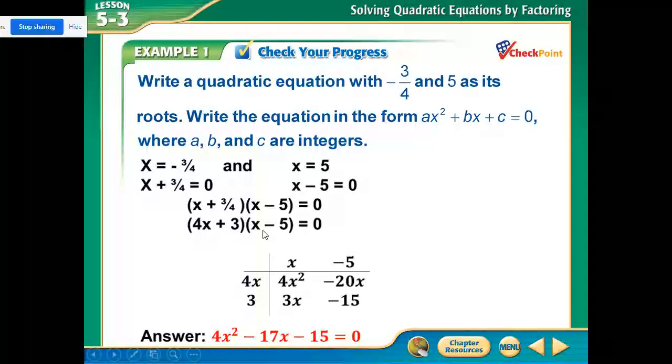Now I have my binomial, and I could FOIL it out. That's what that last slide was about. Or I can do my Punnett Square. Remember to do Punnett Square, we have x minus 5, and then 4x and 3. Multiply the different spots. So we have 4x squared, -20x, 3x, and -15. Our like terms are here. So 4x squared minus 17x minus 15 equals 0. And that's the quadratic equation that will give me these two answers.